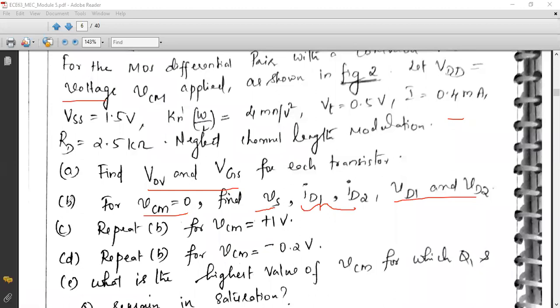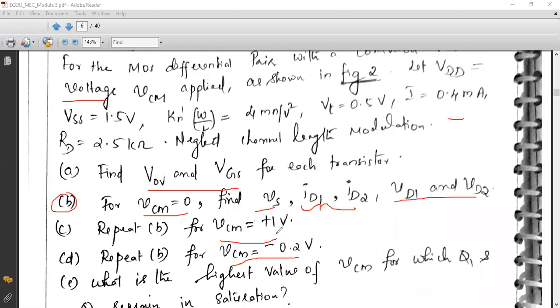And we have to find the same parameters mentioned in part B for different inputs. Different input in the sense VCM is plus 1 volt, and the same thing we have to repeat for VCM equal to negative 0.2 volt. So the objective of this question is to find the variations in the drain current and the respective drain voltages for various cases of common mode signals.